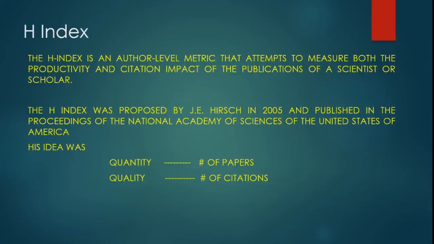So what is the h-index? The h-index was proposed by J. Hirsch in 2005 and it was published in the Proceedings of the National Academy of Sciences of the United States of America. His idea was to use quantity and quality. Quantity refers to the number of papers and quality refers to the number of citations. So using these two, he proposed the h-index, which makes a metric for the publications of a scientist or a scholar.